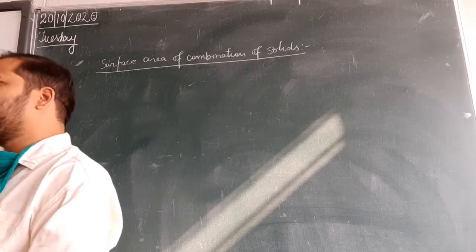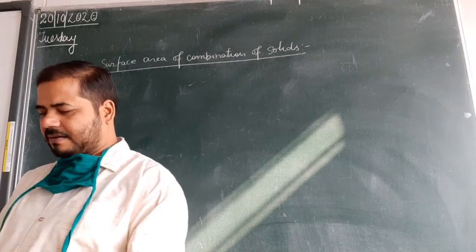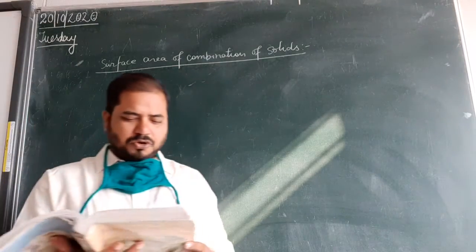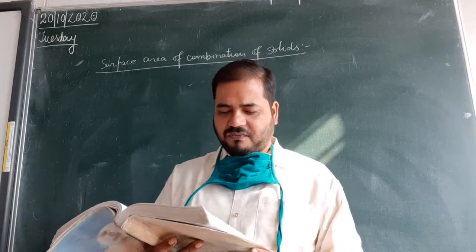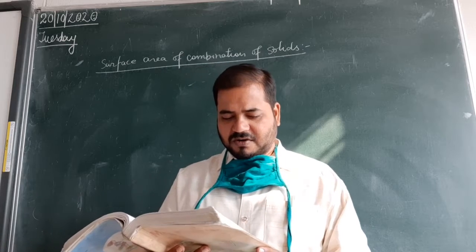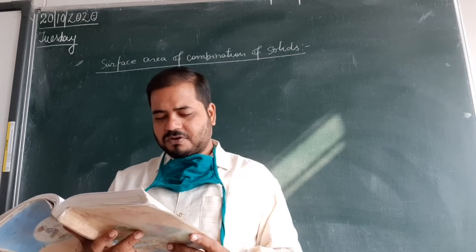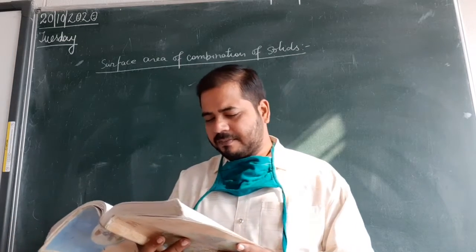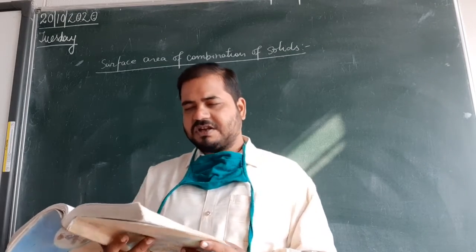You must solve examples. See, exercise 13.1, question number 1. Two cubes each of volume 64 centimeter cube are joined end to end. Find the surface area of the resulting cuboid.